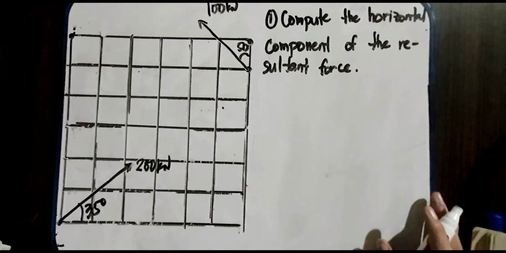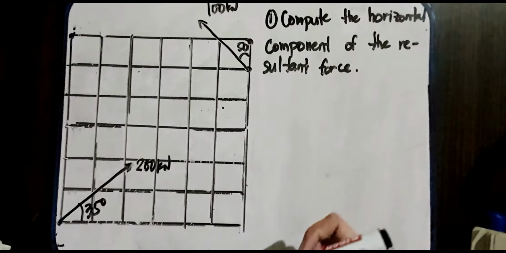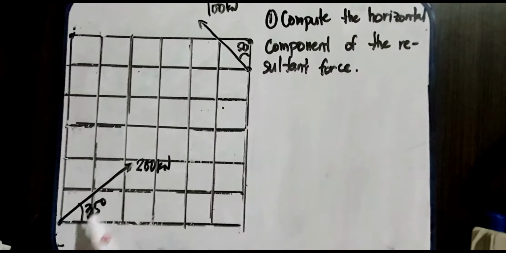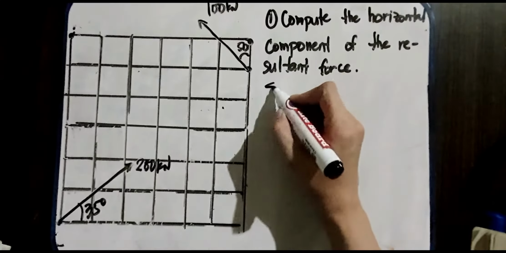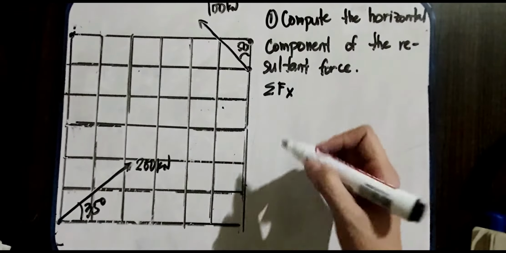Okay, another example, we have to compute the horizontal component of the resultant forces. So, as you can see, meron tayong force dito which is 100 kN at 50 degrees. And also, we have here 200 kN at 35 degrees. So, ano yung gagawin natin dyan to compute the horizontal force component? All we have to do is summation forces horizontal. Yun ang gagawin natin, okay?